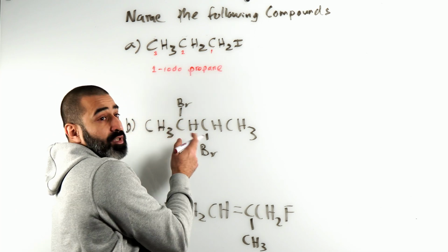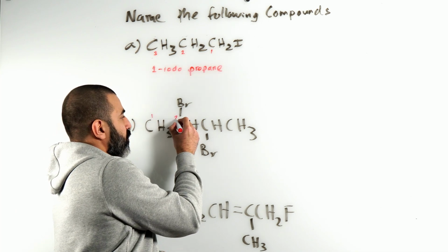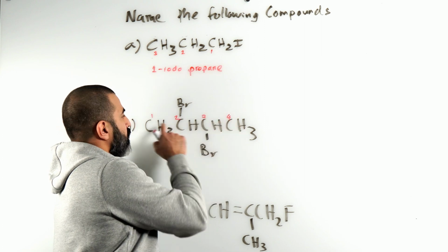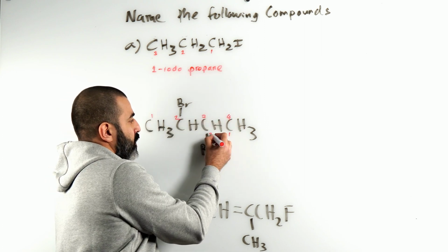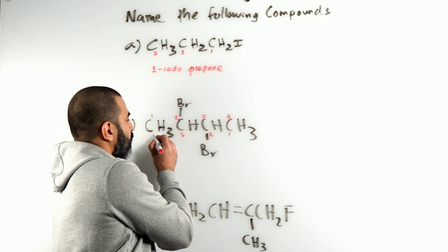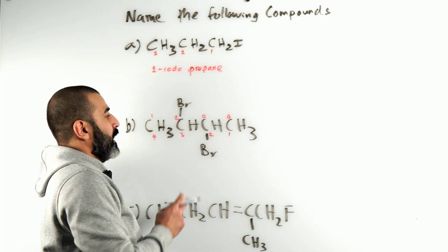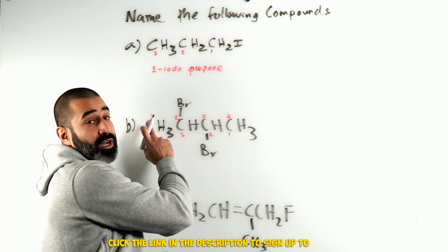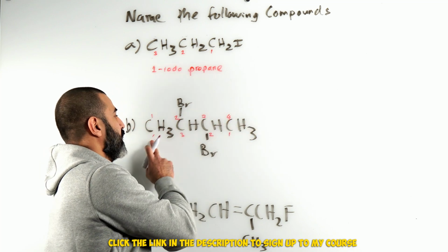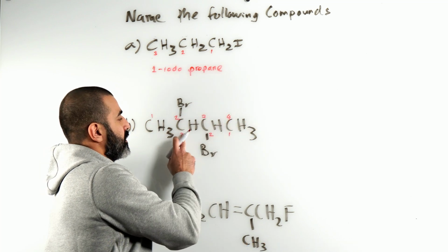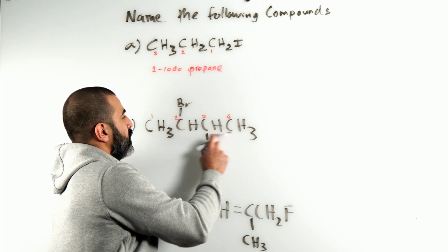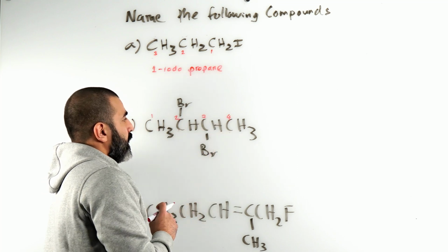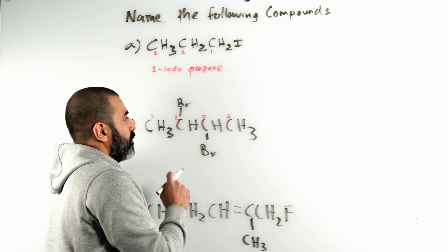So let's do the same thing. Let's number from left to right. So 1, 2, 3, 4 versus 1, 2, 3, 4. You can see here that we've got some bromines on carbon atom 2 and 3, regardless if we go from left to right or right to left. So let's just go in this direction, from left to right here. And those are going to get the lowest priority.